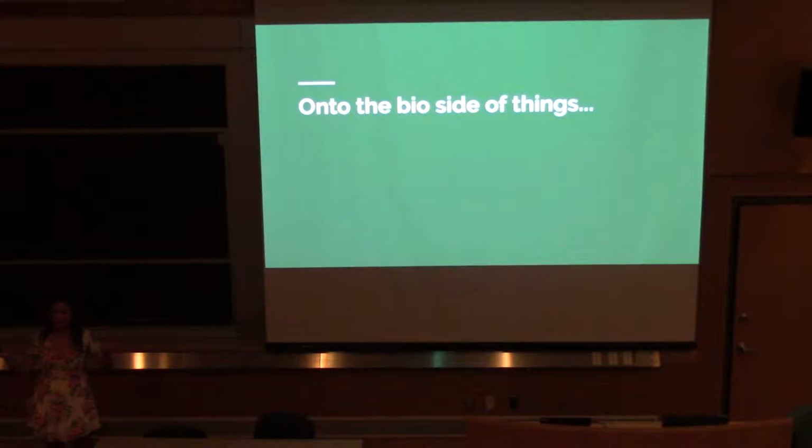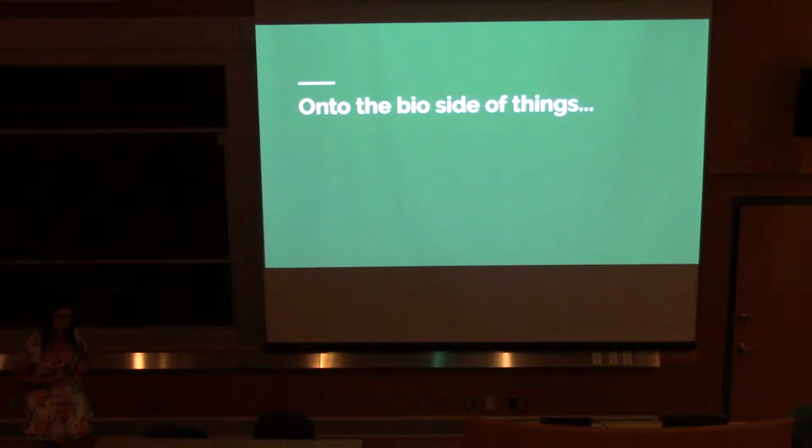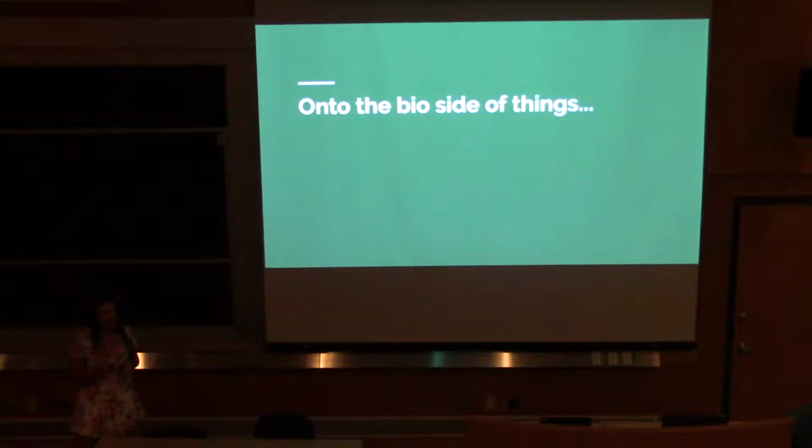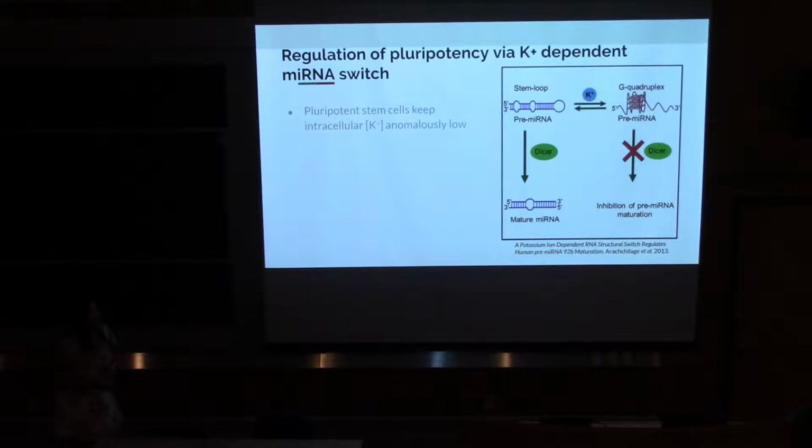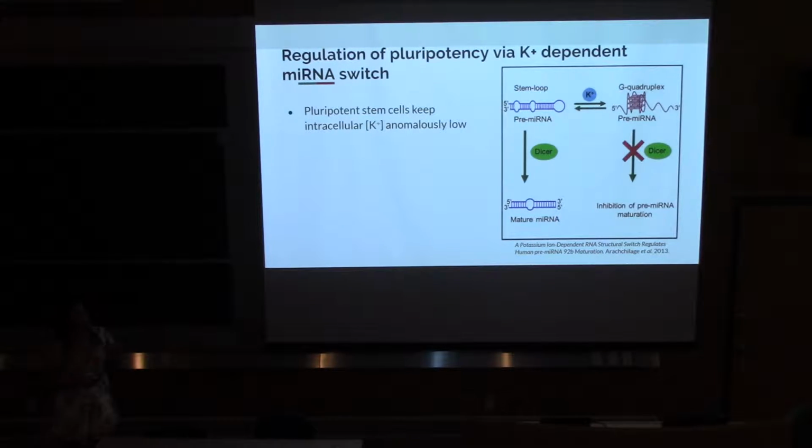So now that I've talked about the fabrication of our sharp tip electrodes to measure and manipulate membrane potential, I'd like to talk about the bio side of things, which is how we explore the relationship between pluripotency and membrane potential. So it turns out that pluripotent stem cells keep their intracellular potassium concentrations anomalously low. So why is this?